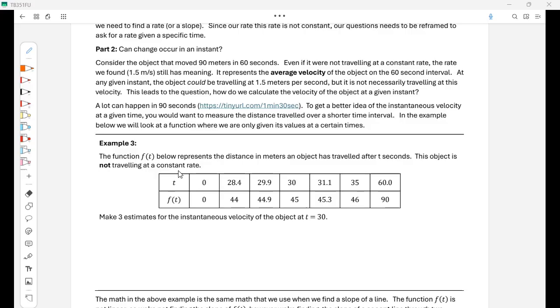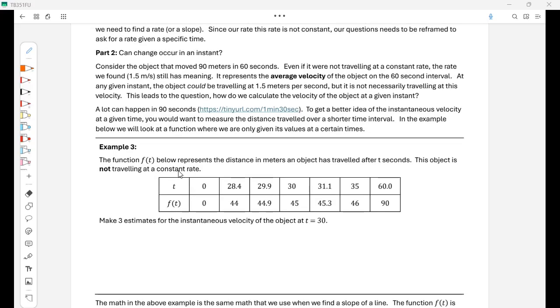A better estimate would be using the numbers close to 30 seconds. If I figure out the average velocity between 29.9 seconds and 30 seconds, that probably should be a good estimate for how fast that object was going at 30 seconds. The question asks to make 3 different estimates because nothing's saying I have to start before 30. We'll make one after 30, and we'll even make one that goes all the way around 30. So we can do a bunch of average velocities and use them as an estimate for that exact rate of change at an exact time. But again, they are just estimates.